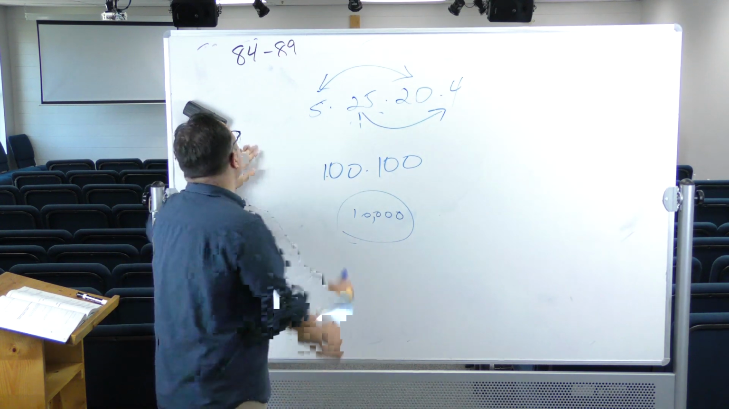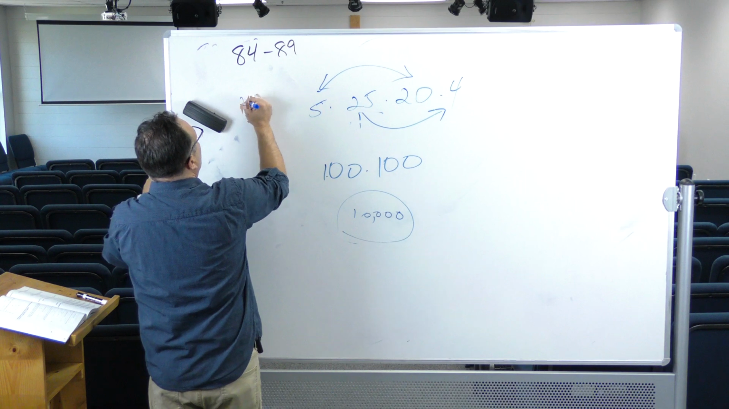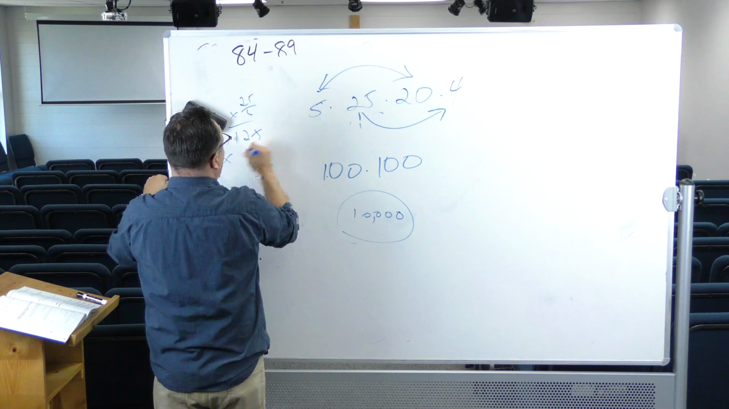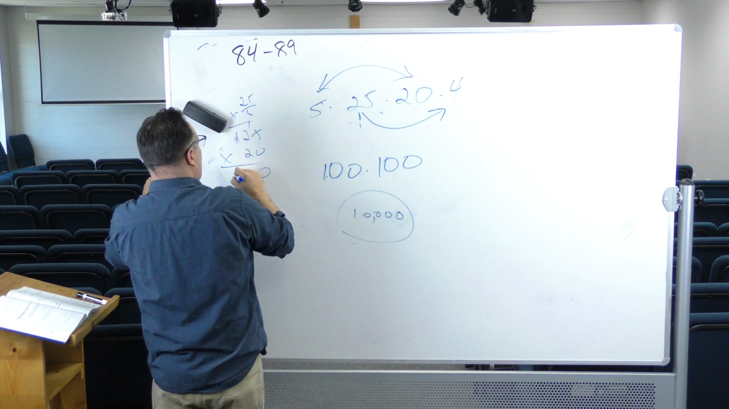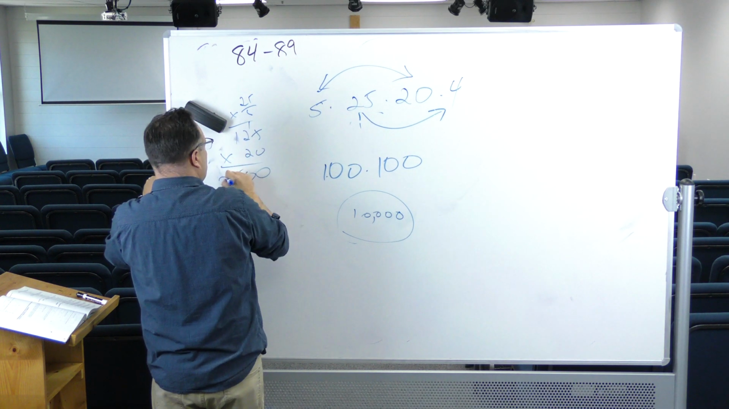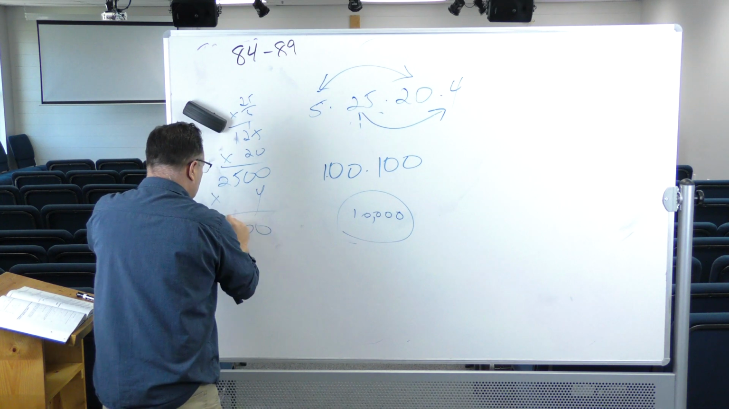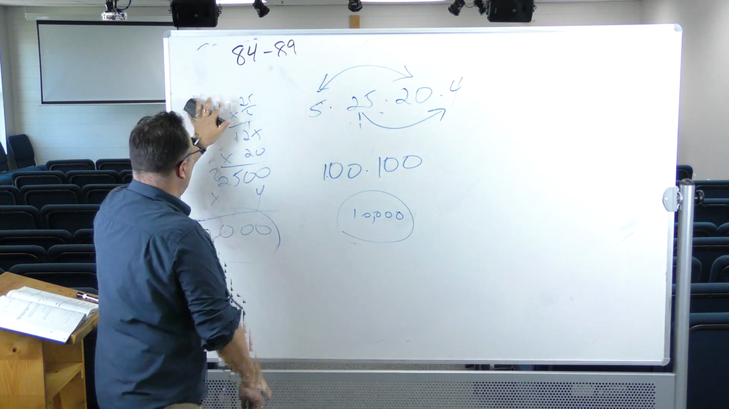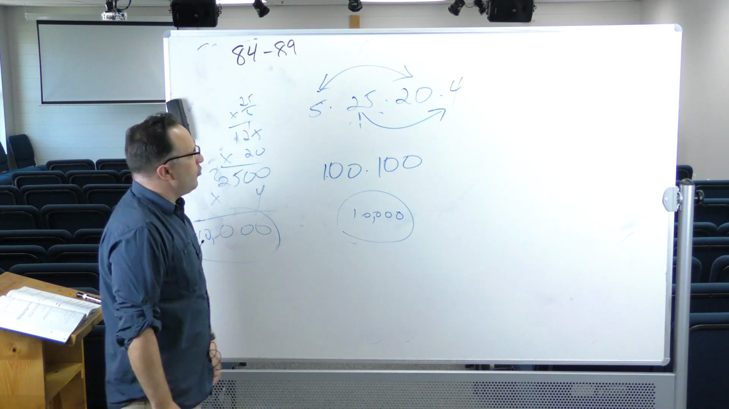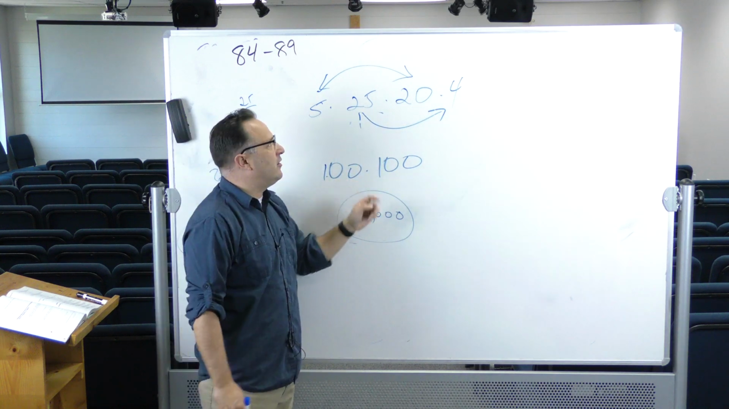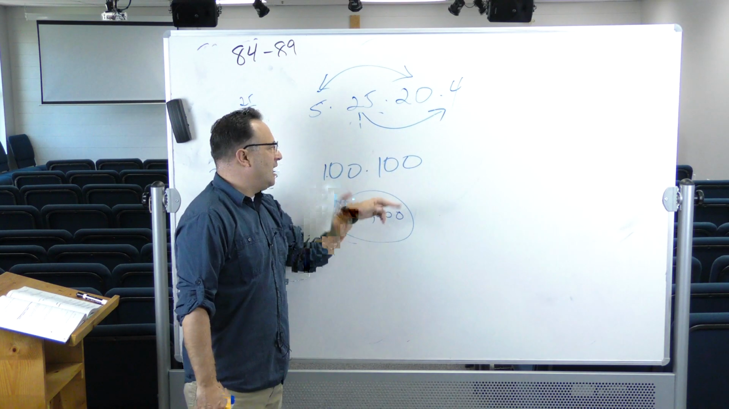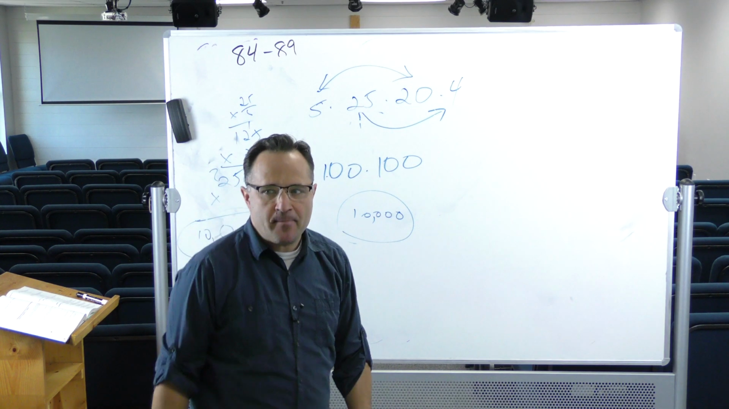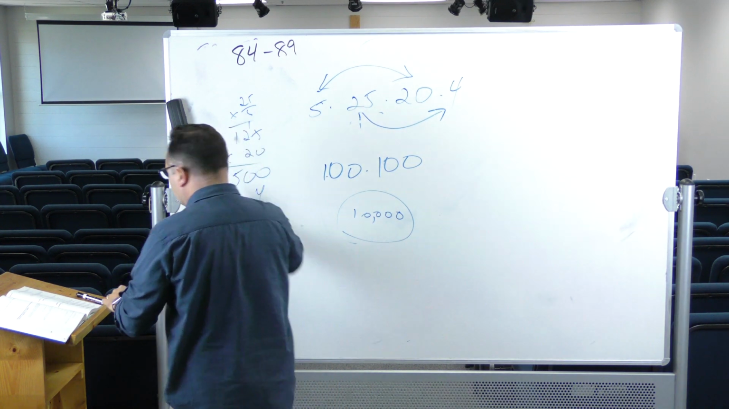I could go 25 times 5 equals 125 times 20 equals 2,500. 2,500 times 4 equals 10,000. Or I could just in my head go 5 times 20 is 100, 25 times 4 is 100, 100 times 100 is 1, 2, 3, 4 zeros. That's 10,000. Okay?